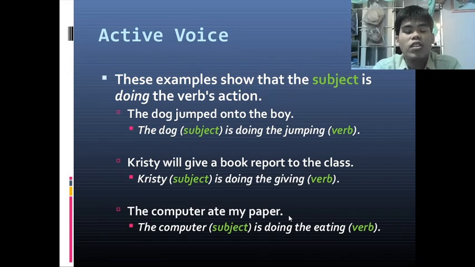So the dog jumped onto the boy. So here, the dog, the subject, is the one doing the jumping. Christy will give a book report to the class. So Christy will be the one doing the giving. The computer ate my paper. The computer was the one that ate the paper.